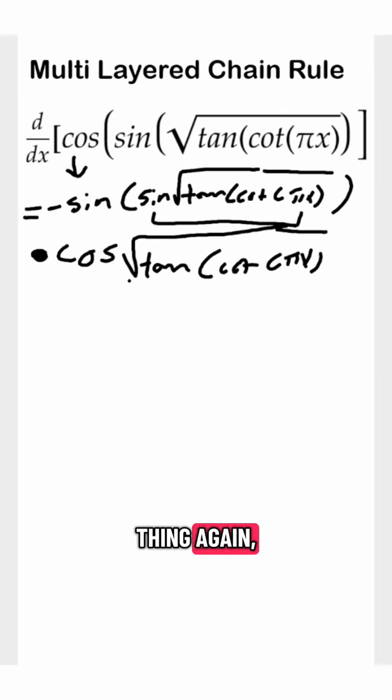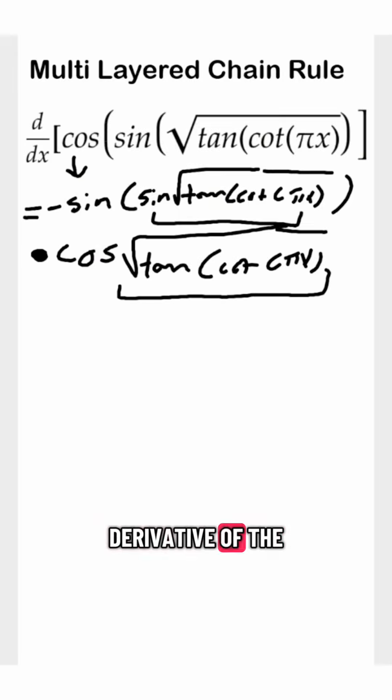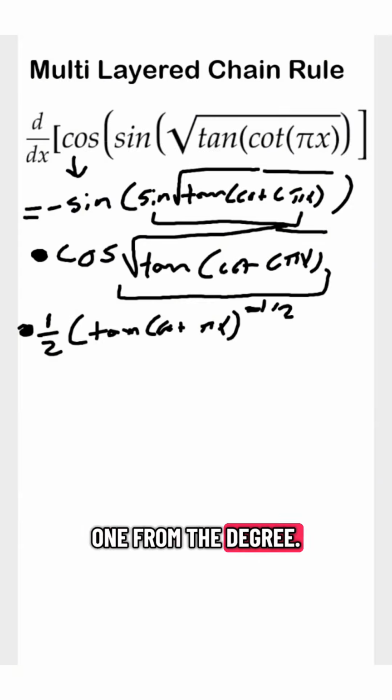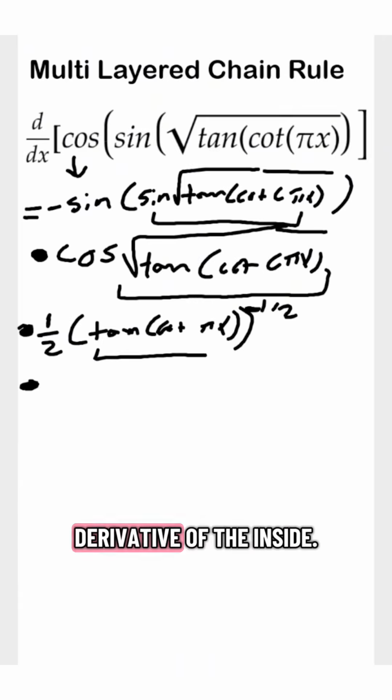Do the same thing again, but this time you're taking the derivative of the square root of tangent. But this is just the same thing as tangent to the power of 1/2. And if you recall from power rule, to differentiate something raised to some power, you take the power down, you keep the inside the same, cotangent pi x, but you subtract 1 from the degree. So now we have tangent to the power of negative 1/2 of cotangent pi x, and then you would multiply by the derivative of the inside.